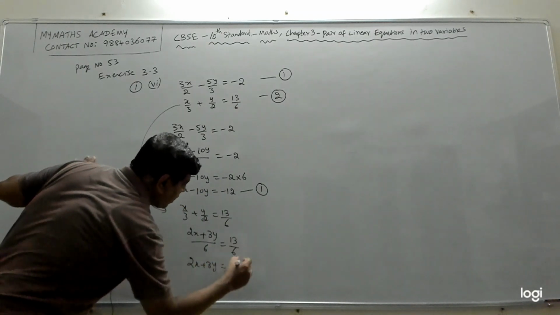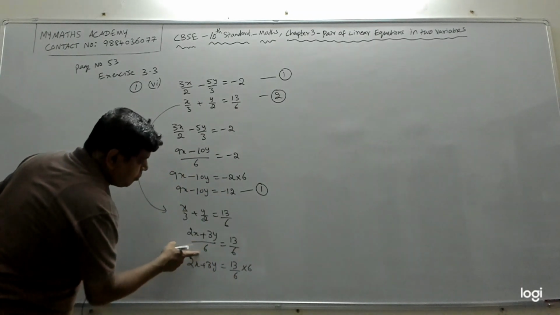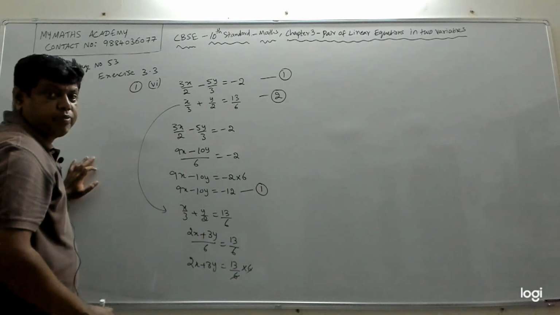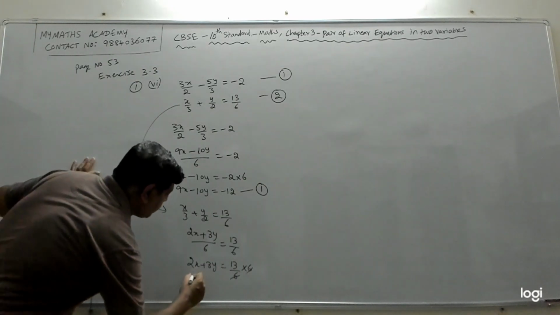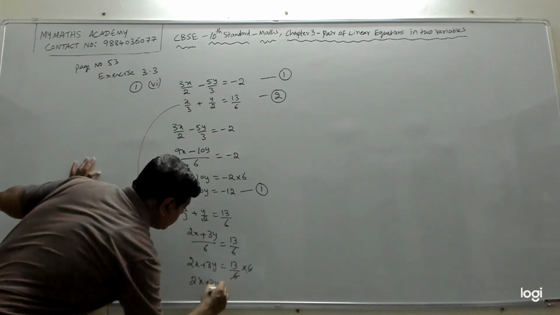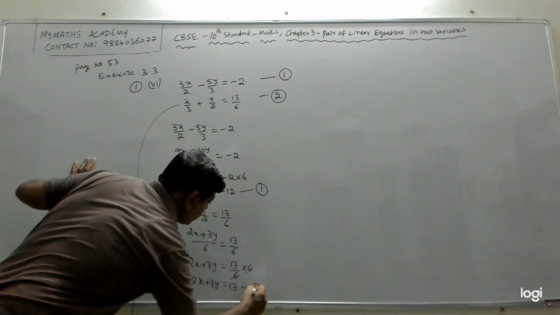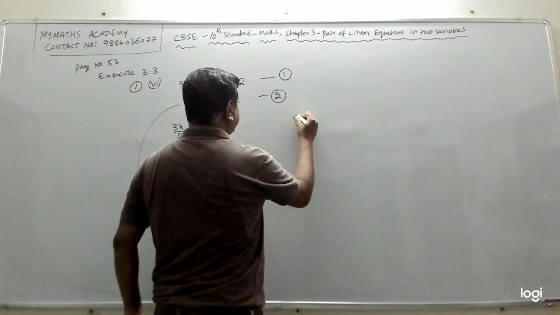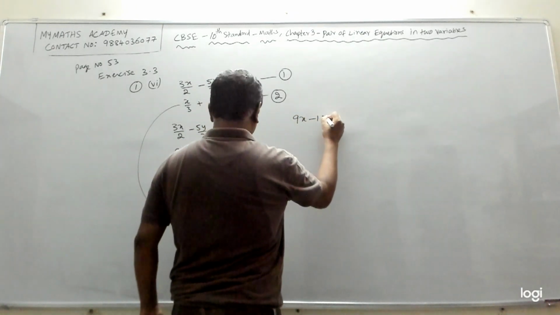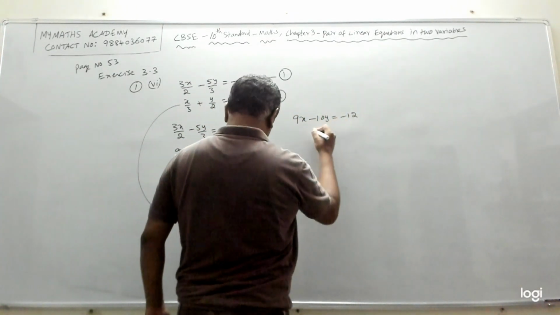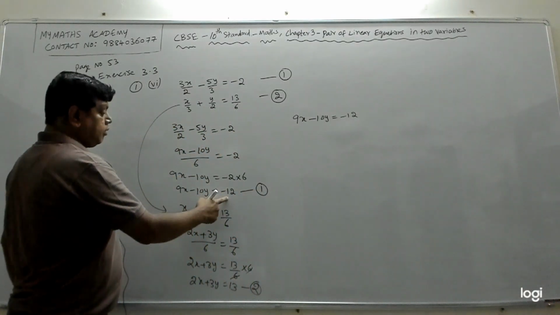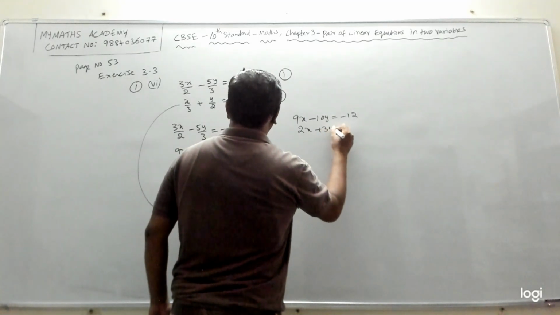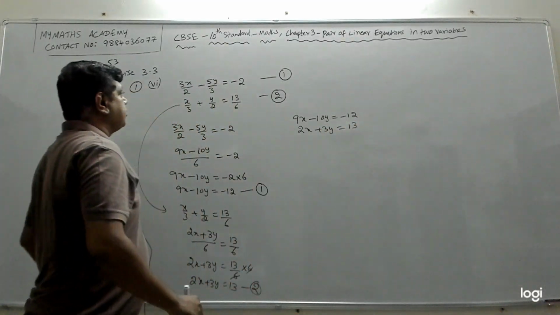The 6 in the denominator goes to the other side and multiplies, so the 6 gets cancelled. So we will get 2x plus 3y equal to 13. This is the second equation. So the two equations have become, I am rewriting them: 9x minus 10y equal to minus 12, and 2x plus 3y equal to 13.